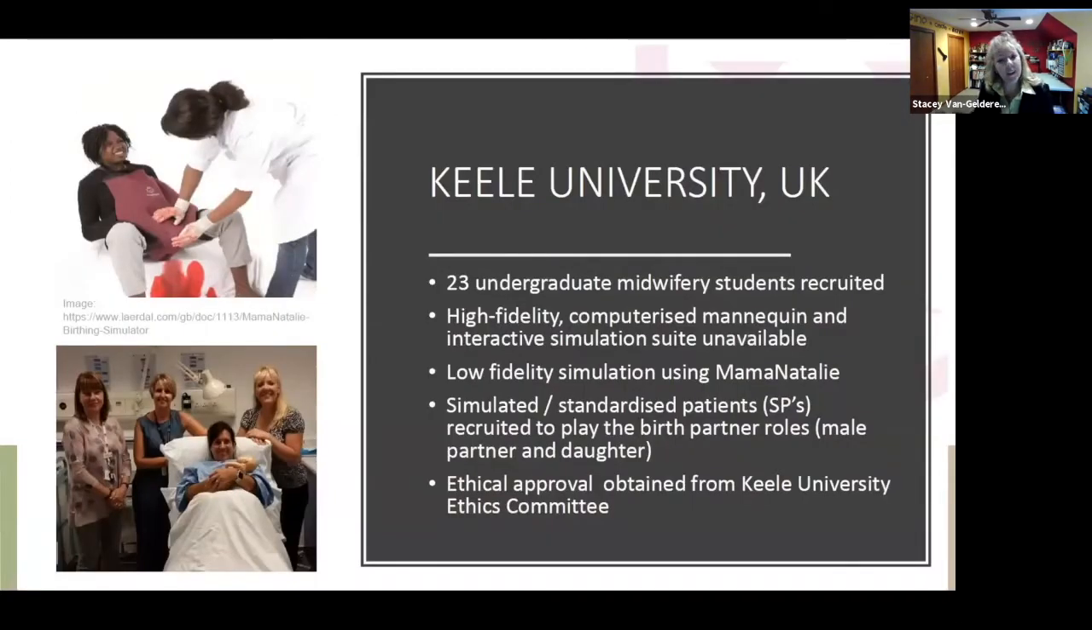So at Keele University was where we worked with midwifery students, and we tested the rubric with 23 of their midwifery students. And here they don't have high fidelity computerized mannequins. They didn't have that. And so instead, we use what's called a low fidelity simulator, and it's called Mama Natalie. And you can see this up here in the upper left. We hired an actress to serve as the mother birthing the baby as the students cared for her. And we also hired another person to play the role of her significant other. So we had a lot of great experiences for these students.